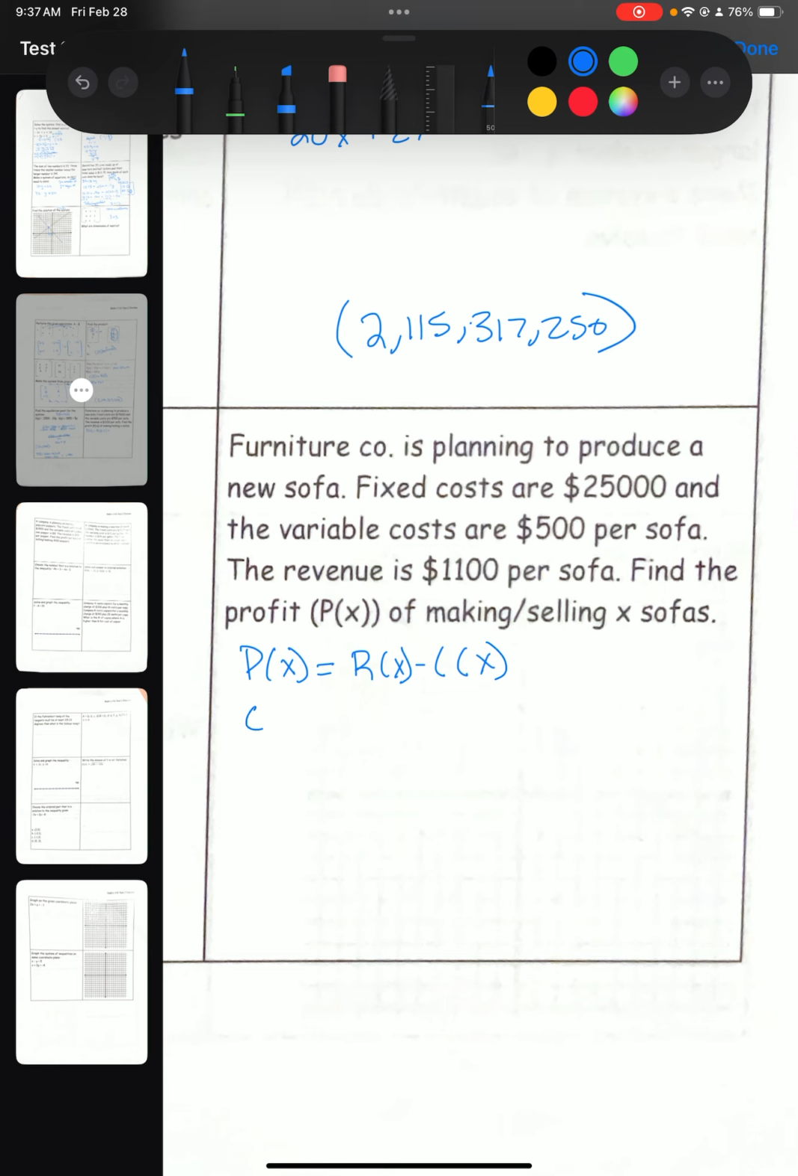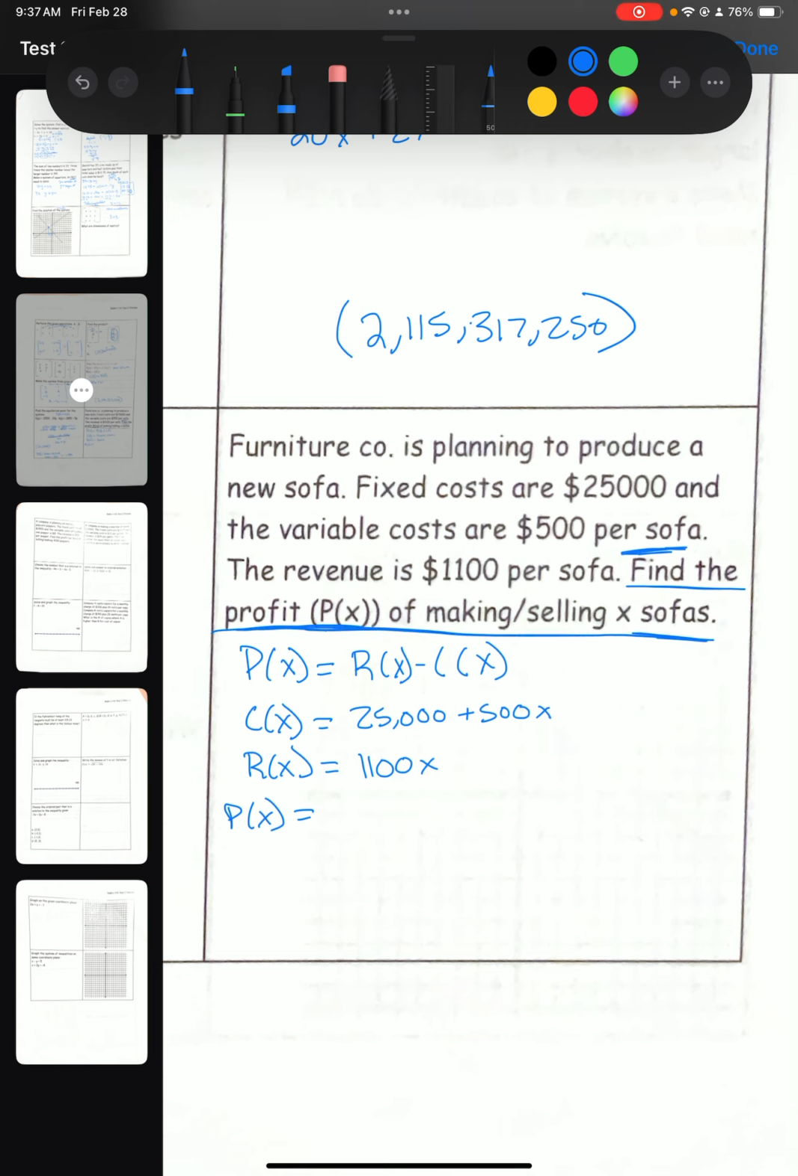So our total cost is going to be that fixed cost of $25,000 plus 500x because it's per sofa. All right, and then our revenue, which they tell us right there, is $1,100 per sofa. Now let's plug that in here. It just says find the profit in making X sofas. They don't tell us what X is, so there's no second part. We're basically just going to make our equation and simplify it if we need to.